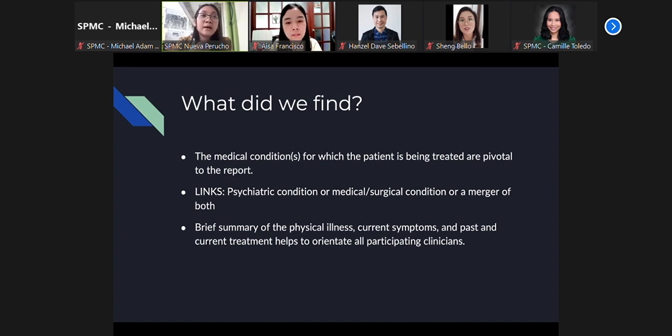So pwede na it can be as simple as psychiatric jud primary, like in cases of suicidal attempts like ingestion of substances. So murag mas direct ang link between psychiatric and medical. Pero sometimes mag-merge po ang medical condition and ang psychiatric condition. Then we should state the brief summary of the physical illness, the current symptoms, and past and current treatment. It should help us orient also all participating clinicians.